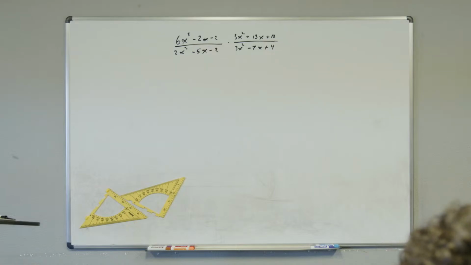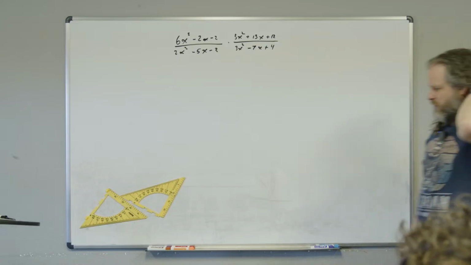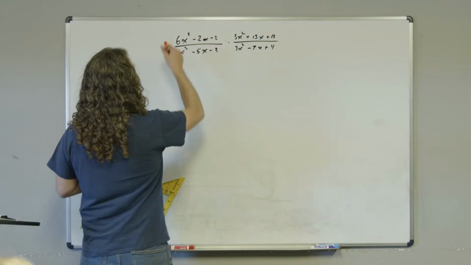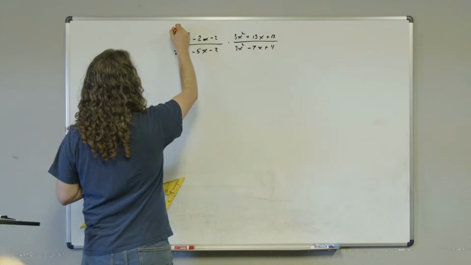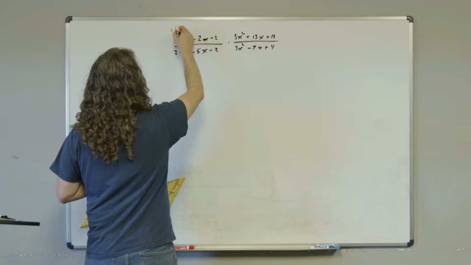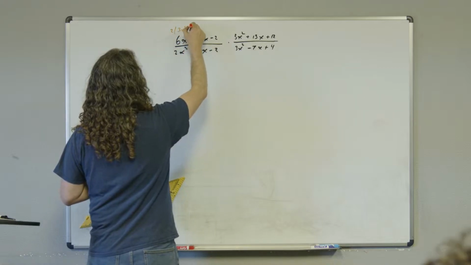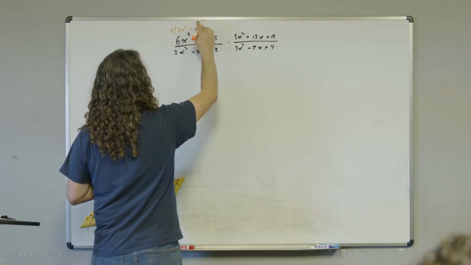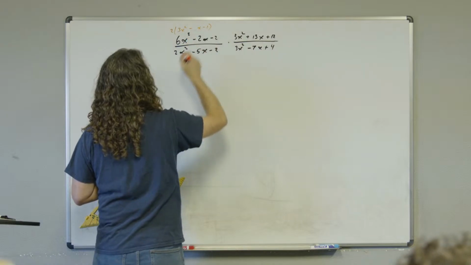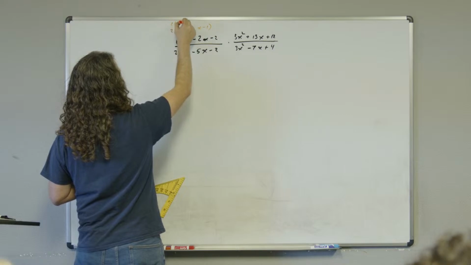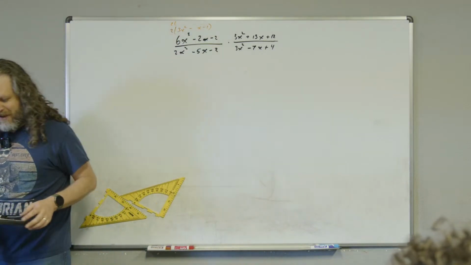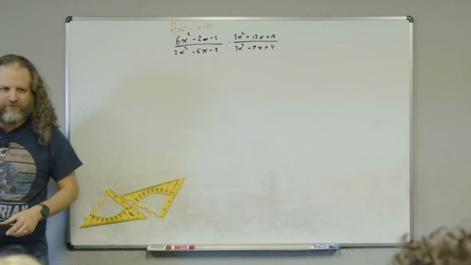How about factor? Sounds great. And yeah, on that top left one, we can factor out a 2 to start. It's got a GCF, right? So we can factor out a 2, and we're left with 3x squared minus x minus 1. And then we can try and see if that factors. It doesn't because I made a mistake.